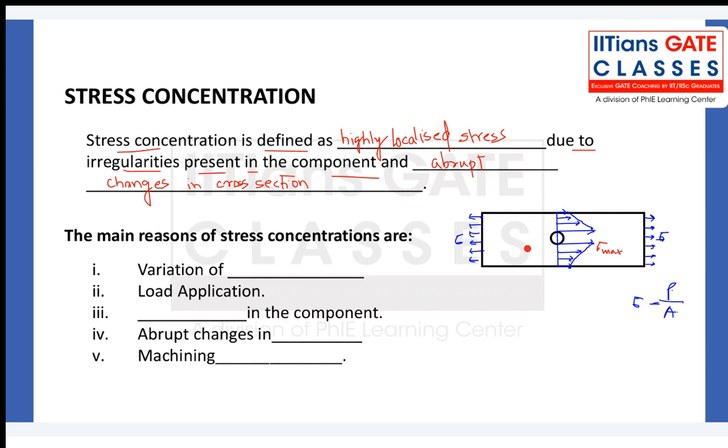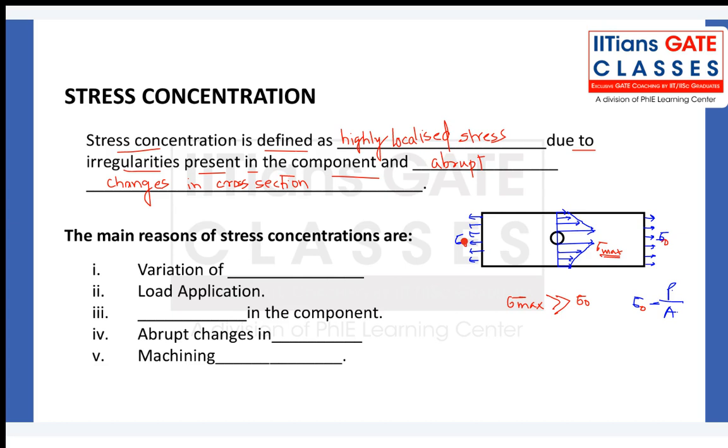Because of the hole, the cross section has changed, isn't it? A hole is drilled, and because of the change in cross section, the value of sigma max is greater than the nominal stress. It can be much greater than the nominal stress sigma naught. This is known as stress concentration.